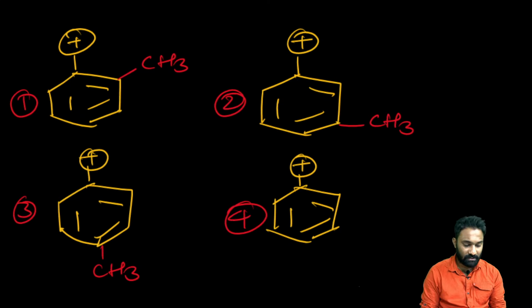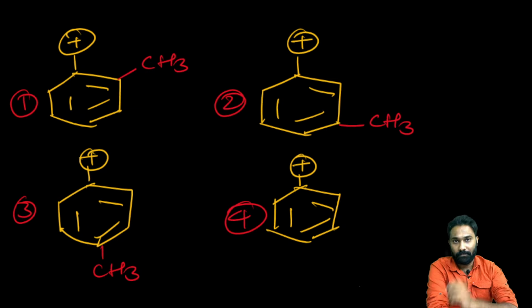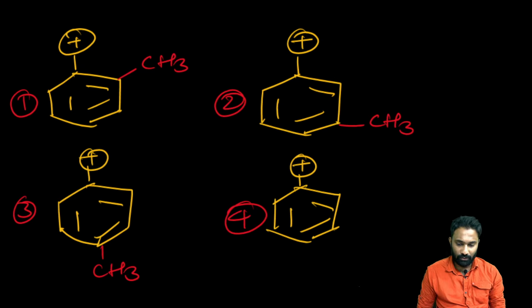Among the 1, 2, 3, 4, which is a more stable carbocation and the order? Order also you have to tell me. 1, 3, 2, 4. Good. Good. 1, 3, 2, 4.